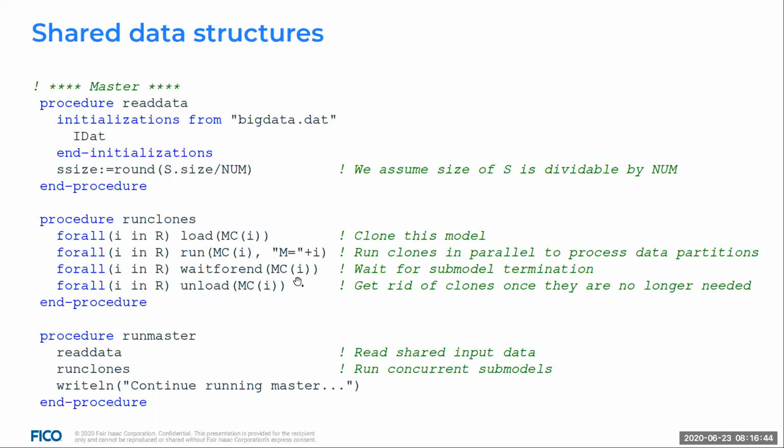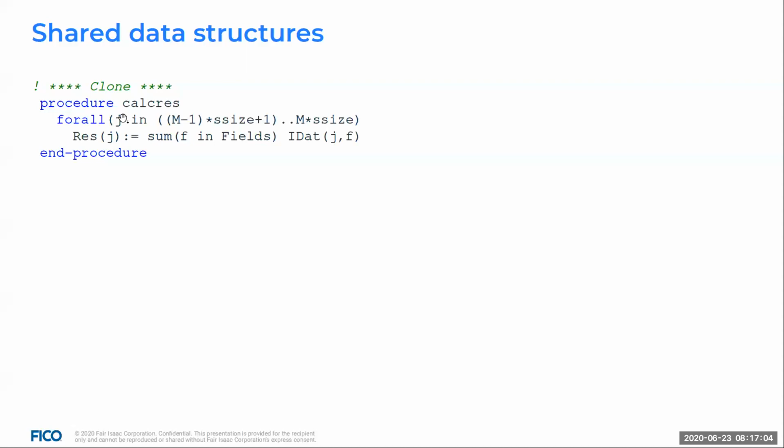And if I have no further use of these clones, for instance, for some second computation task, then I unload them just to get rid of them, so free up memory. So reading data, running the clones, and then the master can go on with its own processing. So this was the master. Now the clones are just doing a single task. They do some calculation. I'm passing on this parameter m to distinguish which chunk of data is to be calculated by this particular model. And then I'm assigning values.